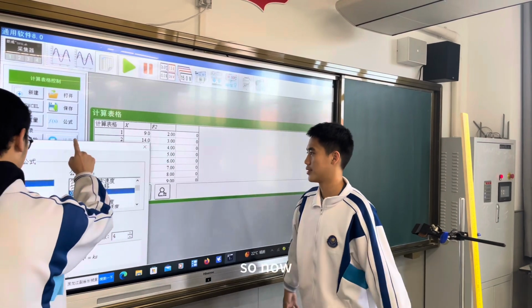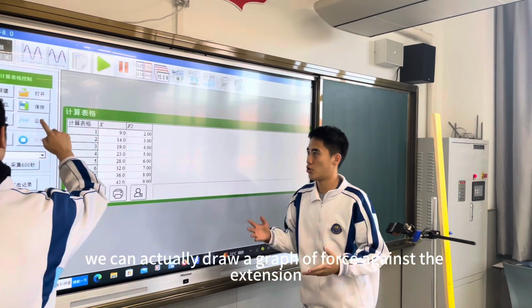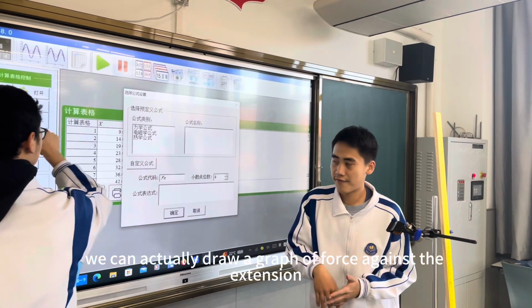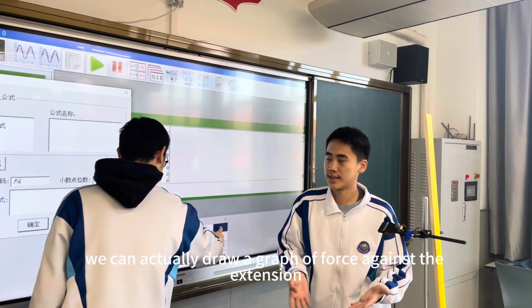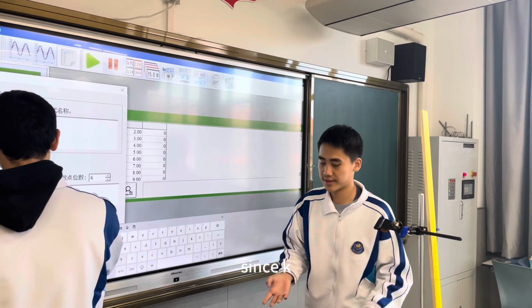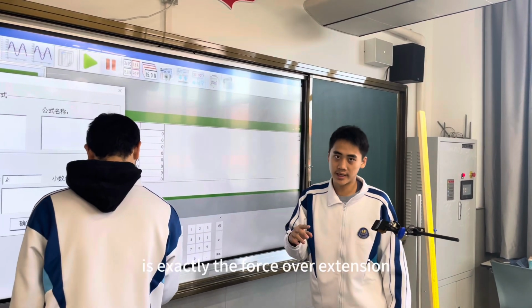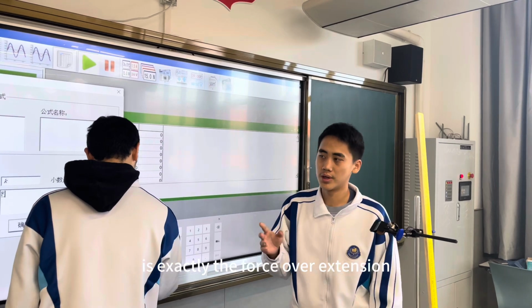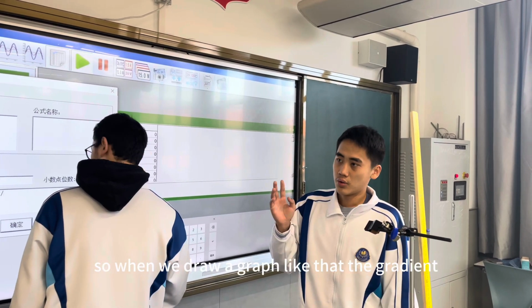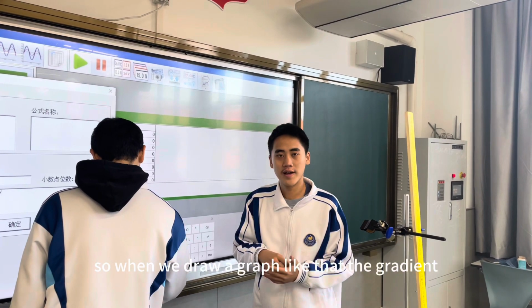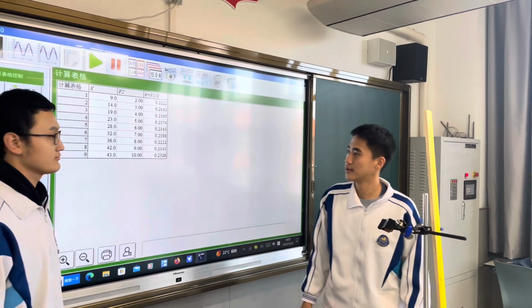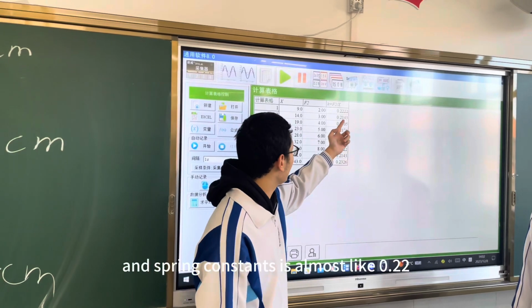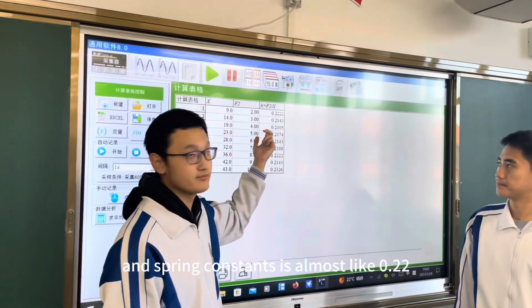Now we can draw a graph of force against extension, since K is exactly the force over the extension. When we draw a graph like that, the gradient is exactly the spring constant. And the spring constant is almost 0.22. Yeah, almost.